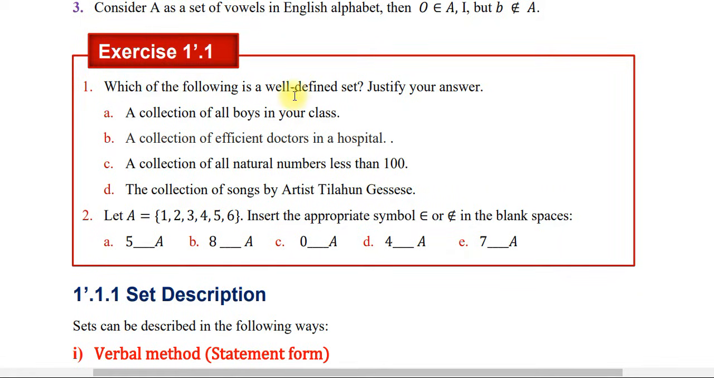Okay, here there is an exercise 1.1. Which one of the following is a well-defined set and justify your answer? A, a collection of all boys in your class. This is a well-defined set.